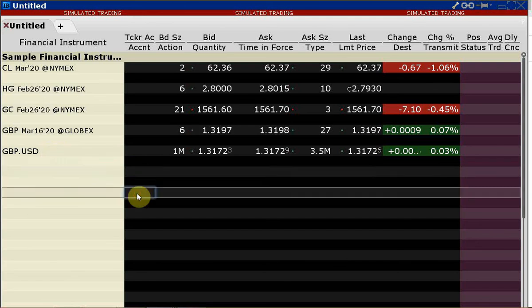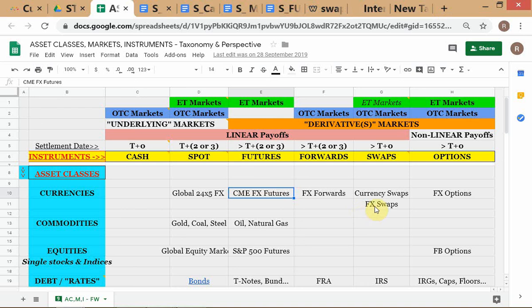Okay. So let's go on now. What you have covered is spot, you've covered futures. We have some idea about forwards versus futures now. You've also covered options. Now what we are trying to cover is swaps. So let's first get into a taxonomy of swaps.